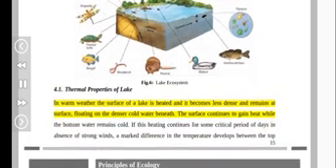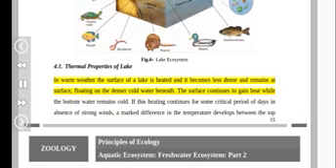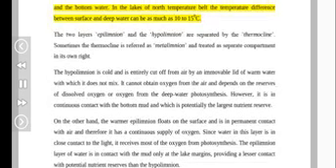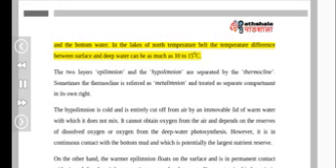In warm weather, the surface of a lake is heated and it becomes less dense and remains at the surface, floating on the denser cold water beneath. The surface continues to gain heat while the bottom water remains cold. If this heating continues for some critical period of days in absence of strong winds, a marked difference in temperature develops between the top and the bottom water. In the lakes of the North Temperate Belt, the temperature difference between surface and deep water can be as much as 10 to 15°C. The two layers, epilimnion and the hypolimnion, are separated by the thermocline.